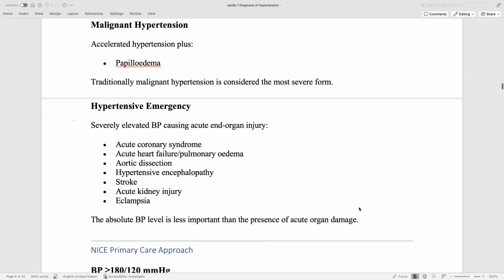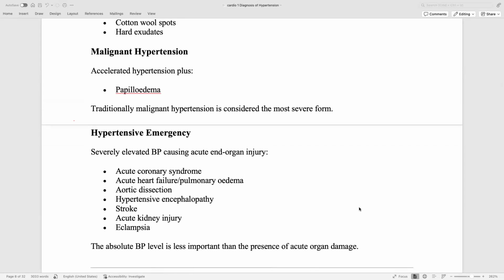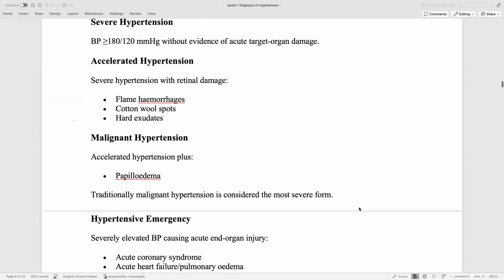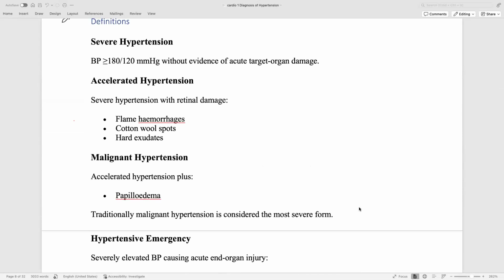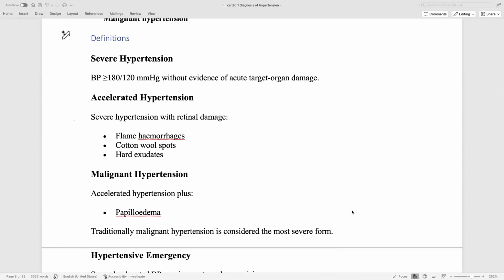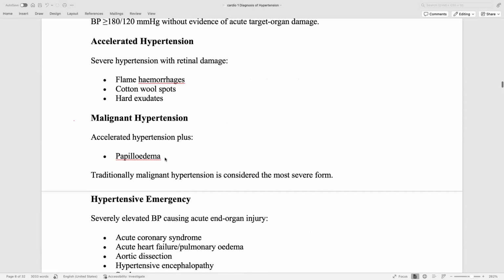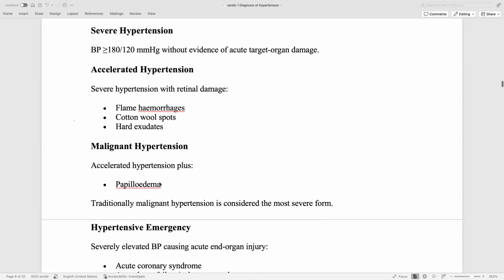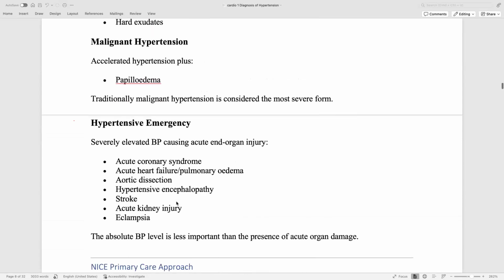You got this point, or do I need to repeat it? Again, severe hypertension is when the blood pressure is reaching this point without organ damage. Accelerated is above 180/120 plus retinal damage. Malignant is above 180/120 with papilledema. Okay?